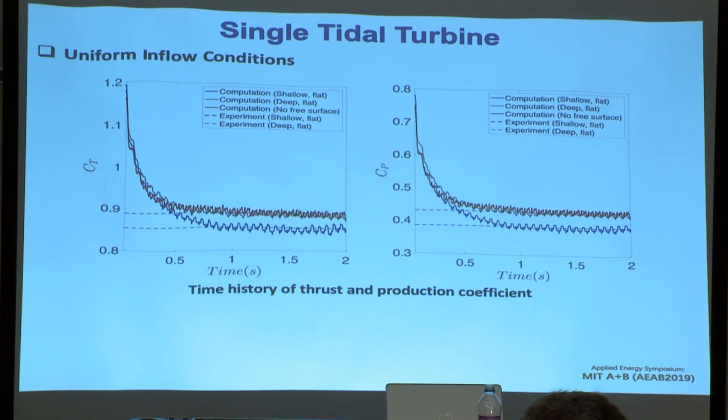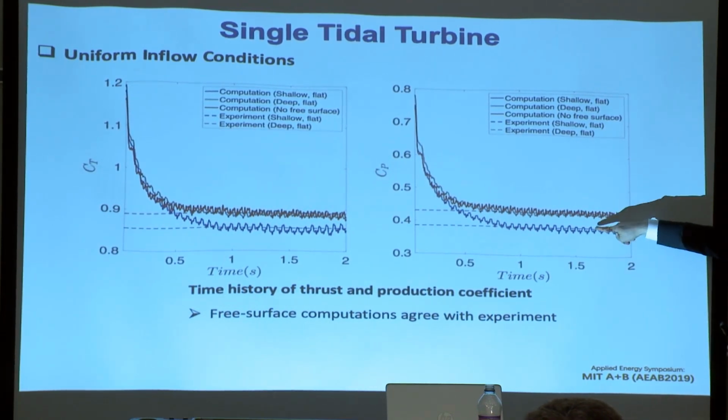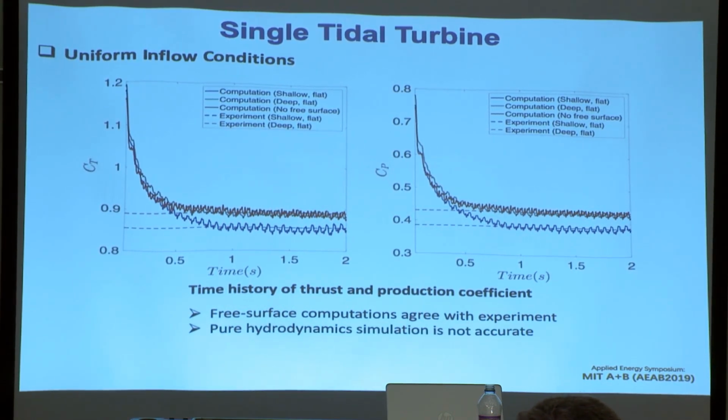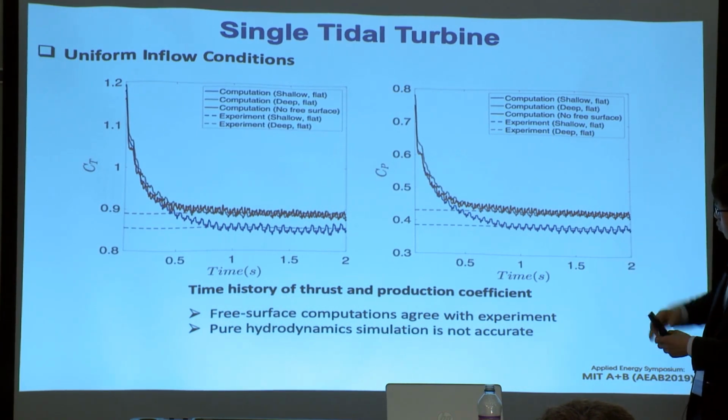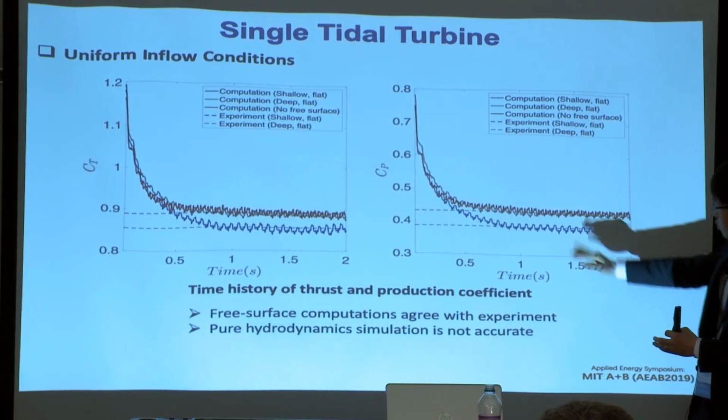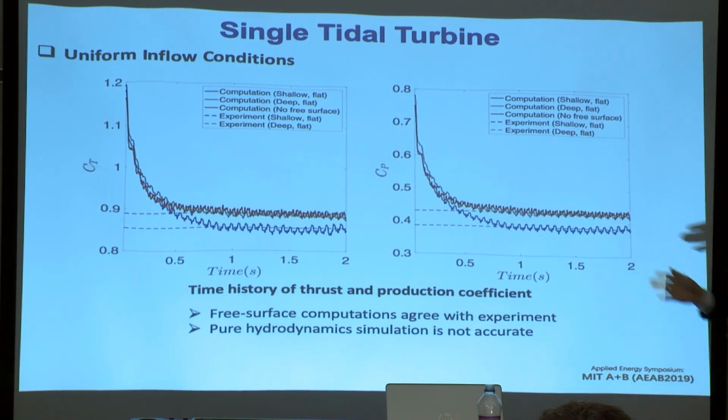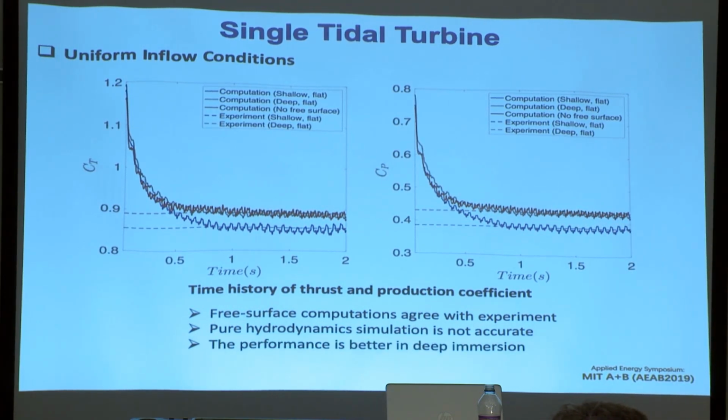Here is some important information I want to emphasize. First of all, free surface computation agrees very well with the experiment for both the deep immersion case and the shallow immersion case, as you can see here. Secondly, pure hydrodynamic simulation is not accurate. This is what I'm trying to say. If you immerse your turbine very deep, it is fine. But if you immerse your turbine very shallow, then you can clearly see the discrepancy between the simulation and the experiment. And thirdly, what we found is the performance of the tidal turbine is better in the deep immersion case.